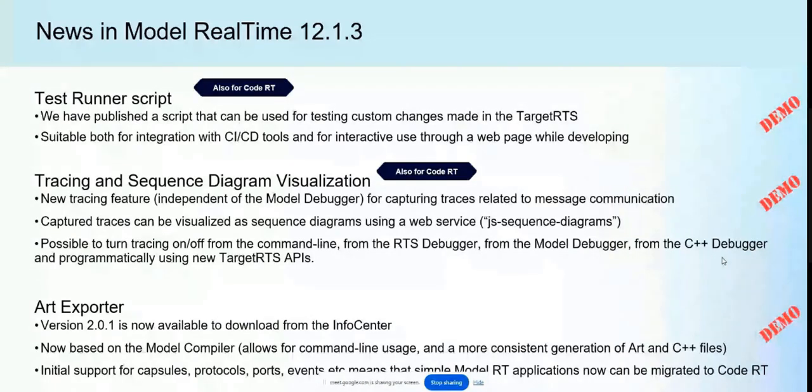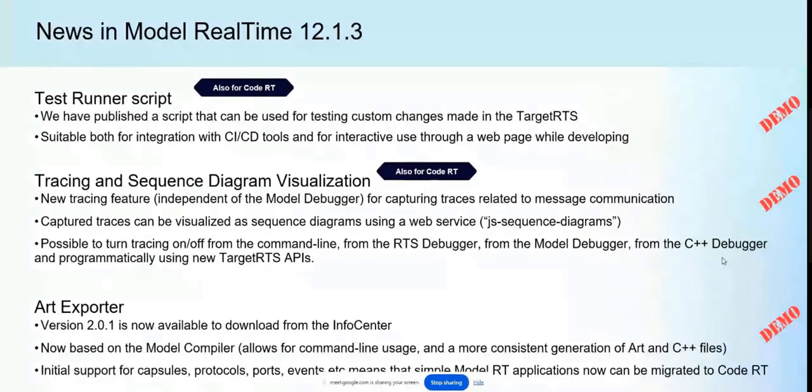And this script is based on test cases that we have also published. So it gives you some confidence that if these tests are still passing with your target RTS, there are no breaking changes. And this script can be run as a batch script, for example, when you're integrating it with CI/CD tools, or you can use it interactively while you're developing through a web page. And I will show you that later.